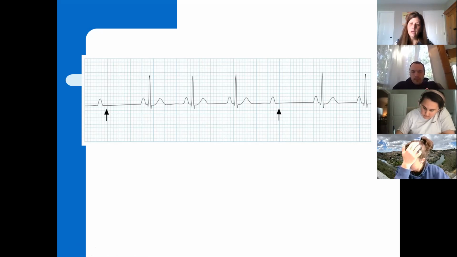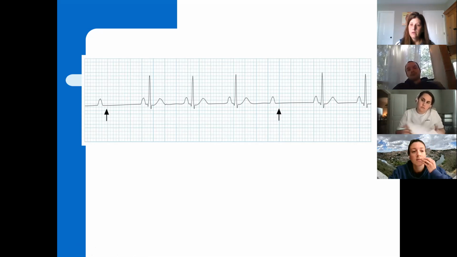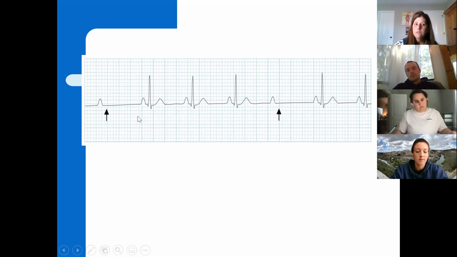So in first degree heart block, again, we have an elongated PR interval. Second degree type 1, the PR interval gets longer with each cycle until the QRS drops. Second degree type 2, when we have our P's and our QRSs, they all look and measure normally.